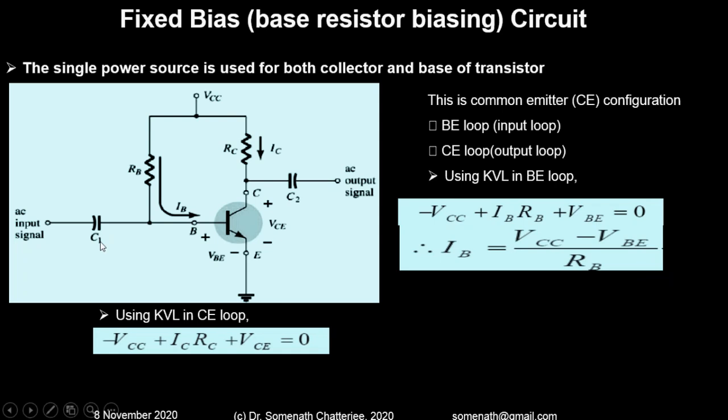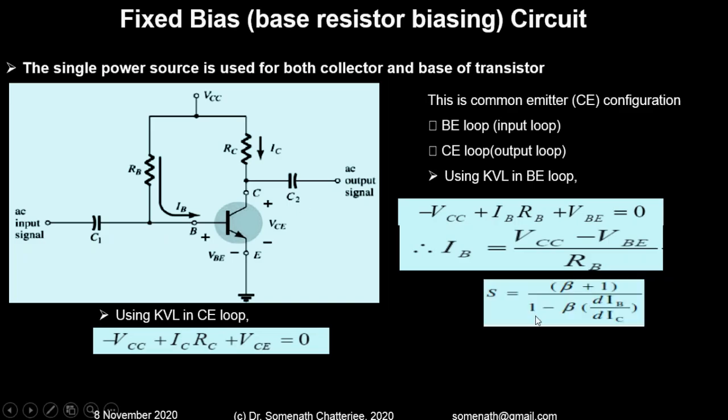The purpose of using these is that the AC input signal which we want to amplify will pass, while the DC signal will be blocked. That's why we are using the capacitor at the input port as well as the output port. So there we will get the pure AC output signal. That is our main objective.